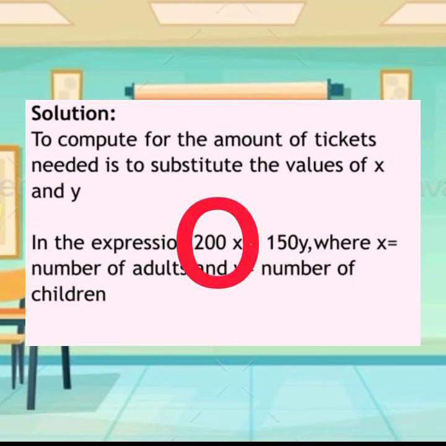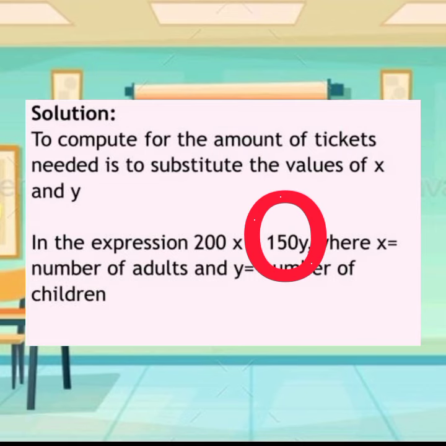So we will use the expression 200x because each ticket paid for each adult will cost 200 pesos. And for children, we will use the expression 150y because each ticket costs 150 pesos. We will use the operation addition for us to know the amount of tickets to be paid.